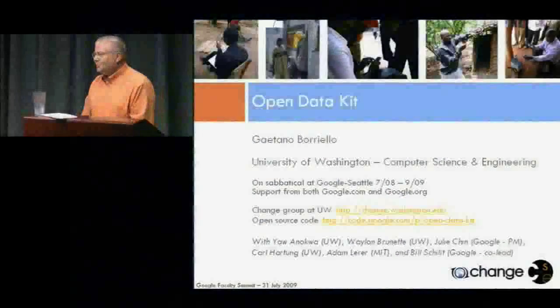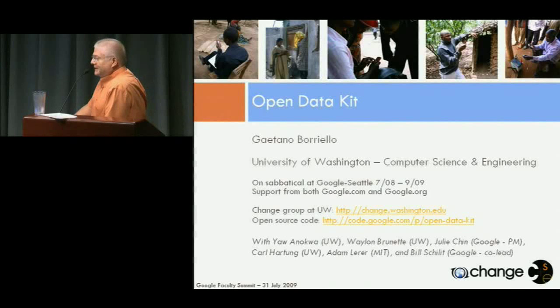So my name is Gaetano Borriello. I'm a faculty member in CSE at UW, and this was my sabbatical year here at Google, and actually at the Google Seattle office, but working closely with folks both on the google.com side and the google.org side. Of course, the work I'm going to describe here on Open Data Kit is due to all those people at the bottom. I'm the one who probably had the least to do with getting this done.